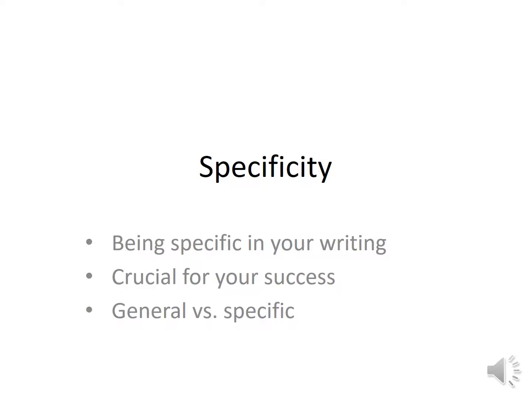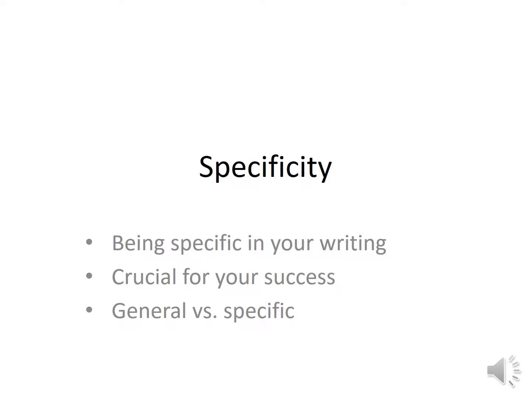Specificity means the quality of being specific. Probably the number one problem of students in English 79 is a lack of specificity. If you can be specific in your writing, you stand a great chance of succeeding in this course and in your other writing assignments in college.